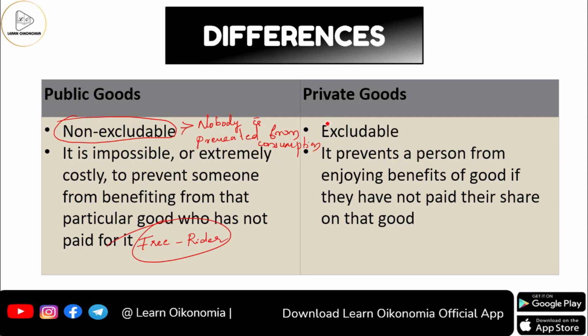In the case of private goods, on the other hand, private goods are excludable commodities. Why? Because if you do not have money to pay for certain goods, you will be automatically excluded from enjoying the benefit of that good. These commodities prevent people from enjoying the benefit of such goods if they have not paid for their share. For the very same reason, it always comes with a price and you cannot free ride in the case of private goods.